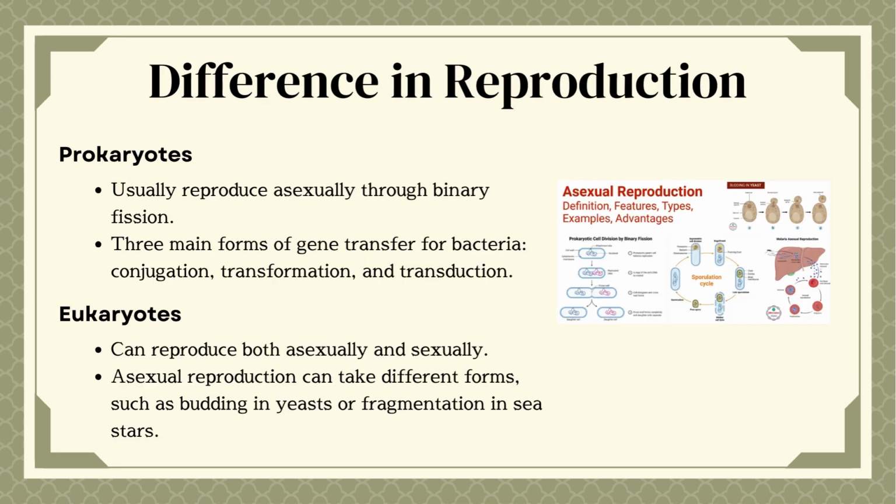Last, we have the difference in reproduction. In prokaryotes, they usually reproduce asexually through the process of binary fission. Also, the three main forms of gene transfer for bacteria in prokaryotes are conjugation, transformation, and transduction. In eukaryotes, they usually reproduce both asexually and sexually. Asexual reproduction, rather, can take different forms, such as budding in yeasts or fragmentation in sea stars.